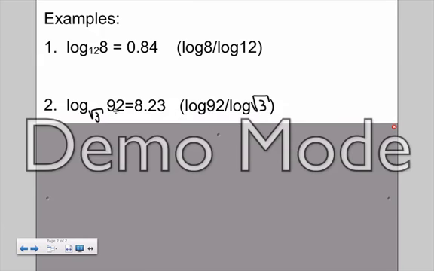Log base root 3 of 92 is asking what exponent on root 3 is needed to get 92. 92 is my answer, root 3 is my base, so I do log 92 divided by log root 3 in my calculator to get 8.23.